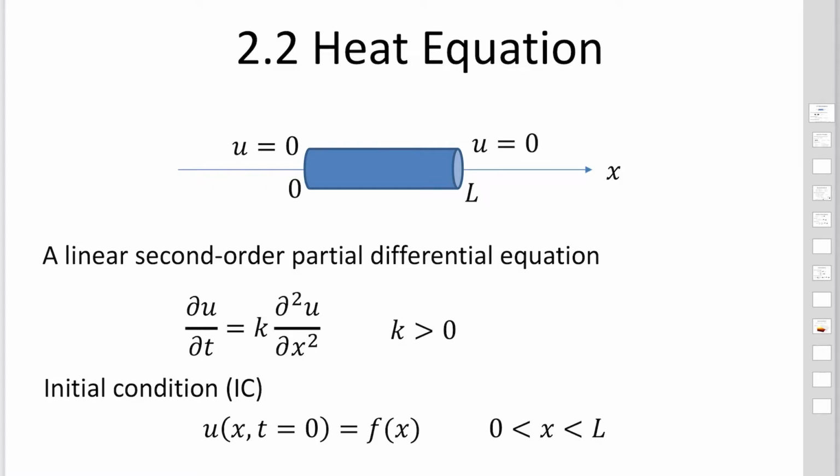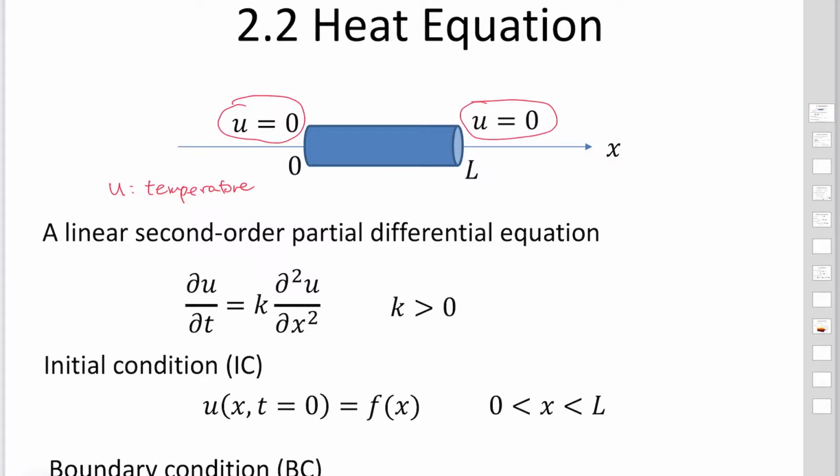In this section, I'd like to explain the heat equation. We consider temperature distributions in a bar. In the bar, heat is transferred by conduction from the high temperature region to the low temperature regions. So u is the temperature, and at both ends of the bar, the temperature is fixed to zero. The length of the bar is capital L.